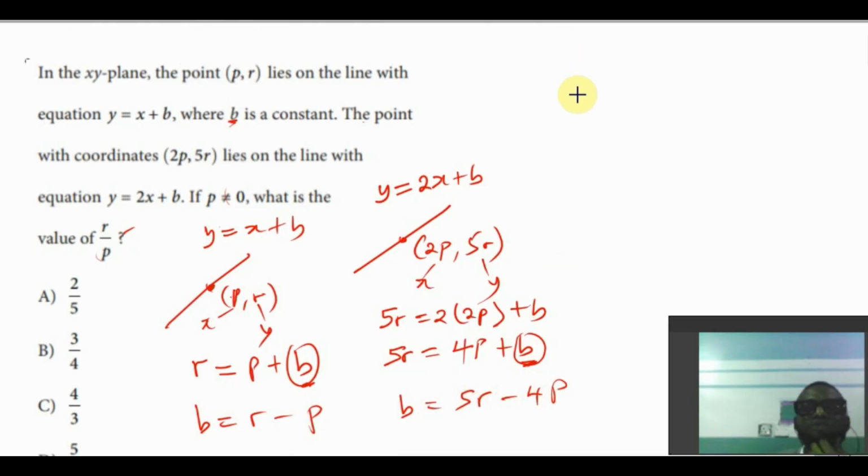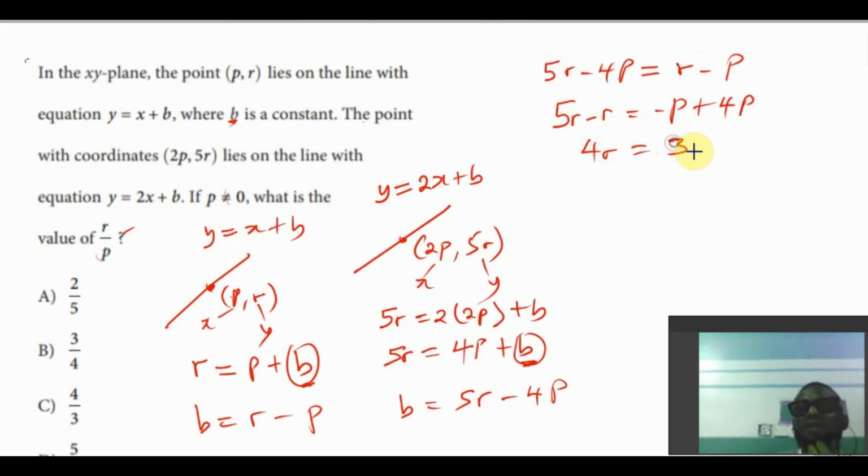If I equate the two b's, I will have 5r minus 4p equals r minus p. Collecting like terms, 5r minus r equals minus p plus 4p, so 4r equals 3p. Dividing both sides by p and by 4, r over p equals 3 over 4. So 3 over 4 is my answer, which is option B.